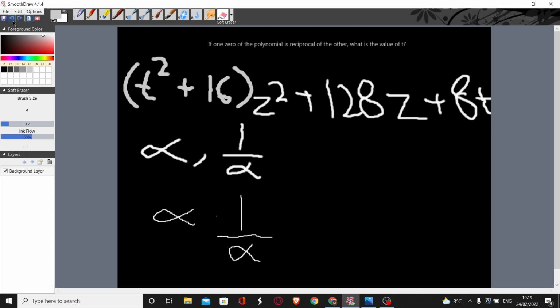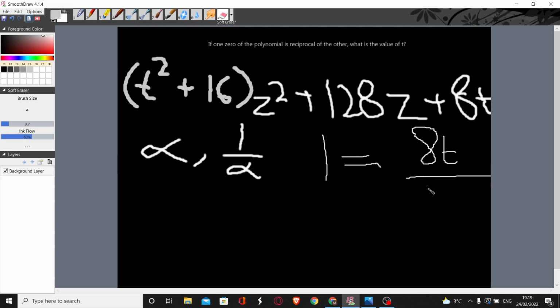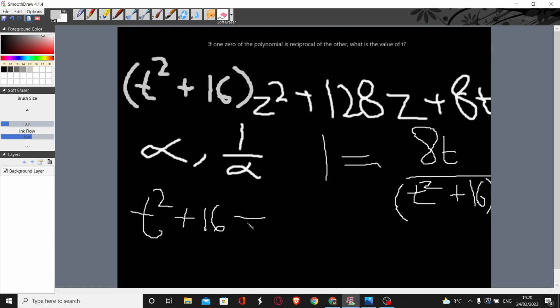But this entire part, alpha times 1 over alpha, is equal to 1, right? So if I just undo this really quickly, this is the same thing as 1 equal to 8t over (t squared plus 16) in brackets. Brackets are really important, right? So what we're going to do is multiply t squared plus 16 on both sides. That leaves us with t squared plus 16 equal to 8t.